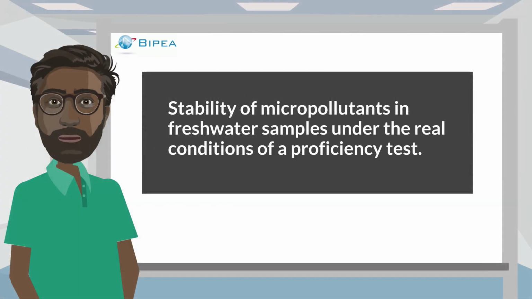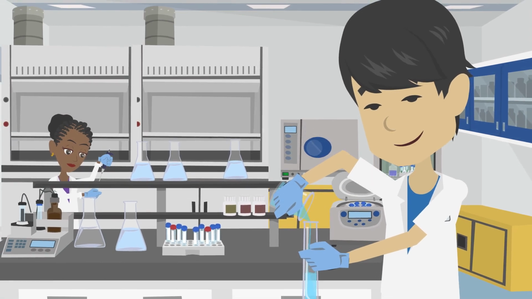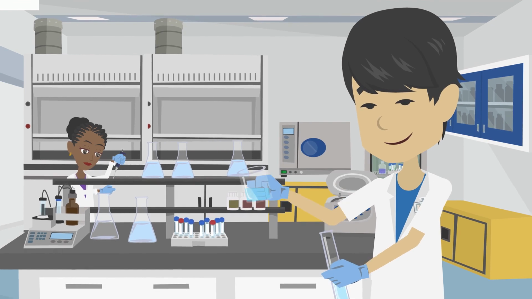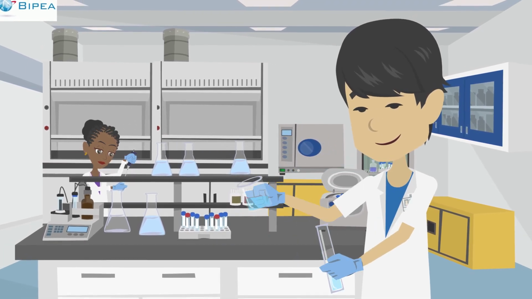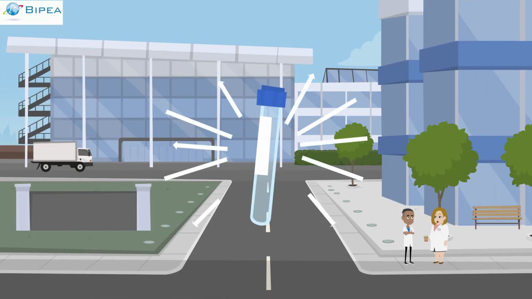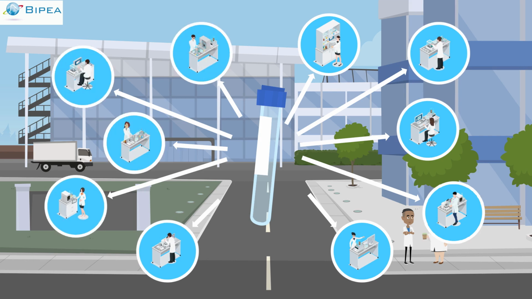A stability study was carried out in February 2022 during the Proficiency Test 37 Freshwater Micropollutants. Regarding the experimental design, samples were sent to the participants of the PT program on 3 fixed dates. The participants had to carry out the extraction and the analysis of the samples. The objective is to study over time the stability of micropollutants in fresh water under the conditions of a proficiency test.